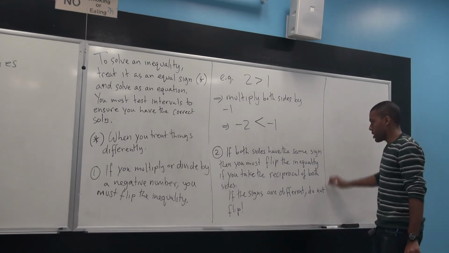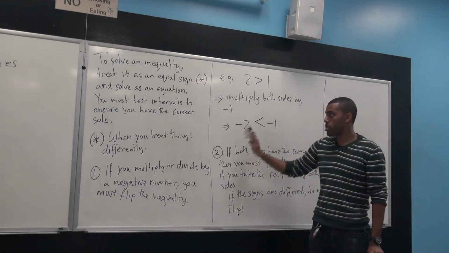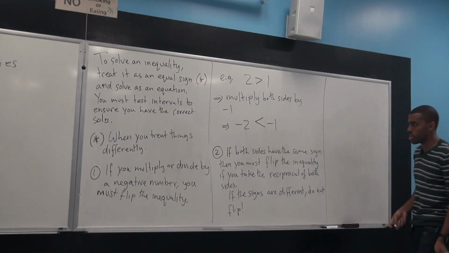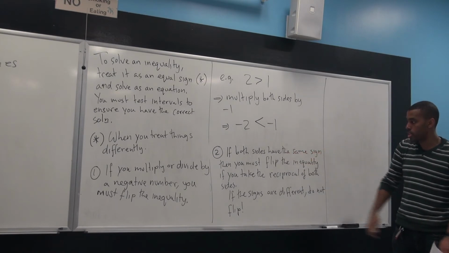So overall, you can treat them like an equal sign, except if you multiply or divide by a negative number, you have to turn them around. Another case you have to turn them around is this case. If you take the reciprocal and both sides are the same sign, you have to turn it around.